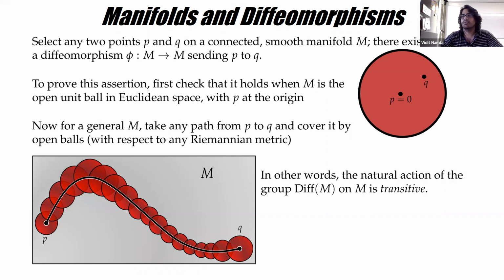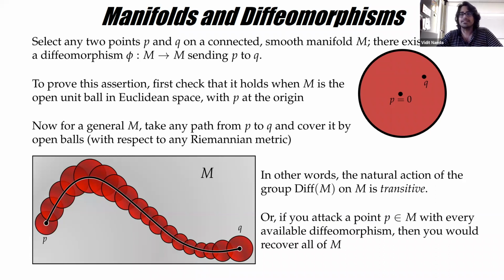So for those who like group theory, the fancy way of saying this is that the group of diffeomorphisms acts transitively. And a less fancy way is that you take a point, you attack it with every possible diffeomorphism that you can find, and it turns out that the image of that point, the orbit of that point under the diffeomorphism group, gives you all of them. So there's a single orbit.